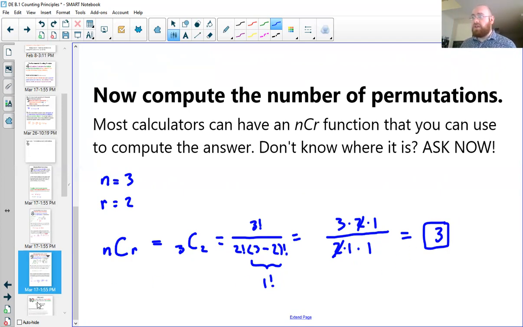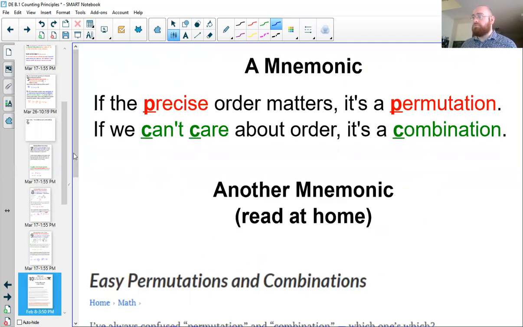I do want to give a mnemonic. So if the precise order matters, it's a permutation. If we can't care about order, it's a combination. There are certainly other mnemonics, memory devices that can help you remember this. This is one that I find useful for myself.